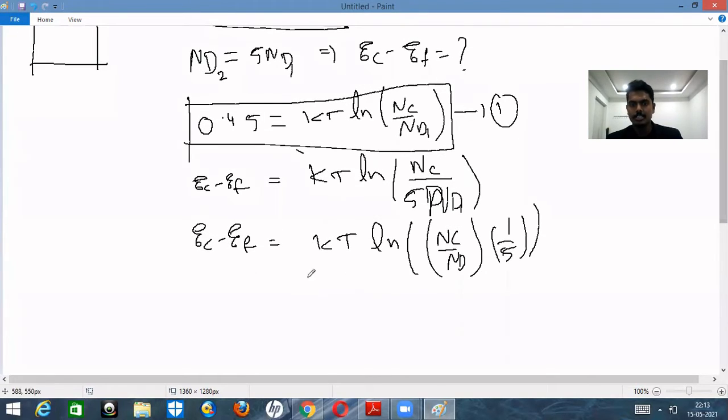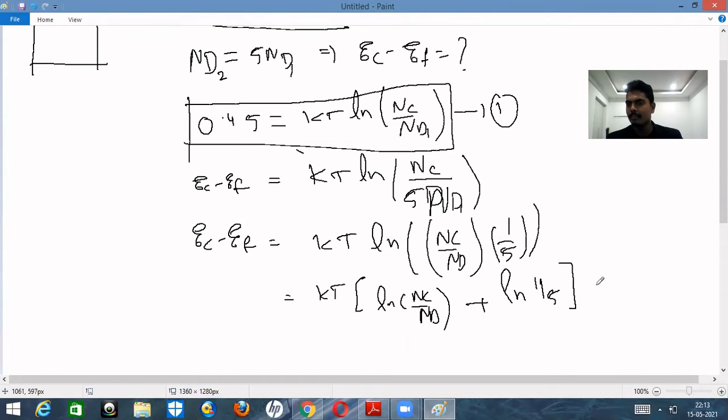So that is equal to KT into, look, it is in the form log of A into B, so how can I write it? Log A, that is NC by ND, plus log B. Log B is nothing but 1 upon 5.